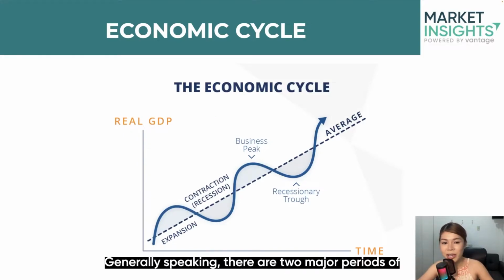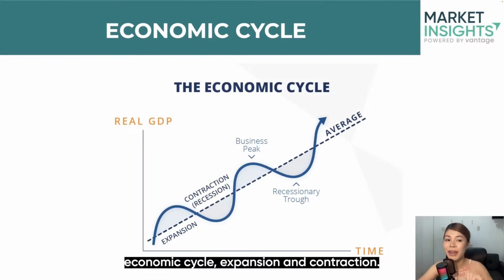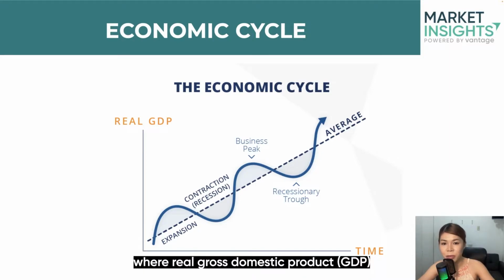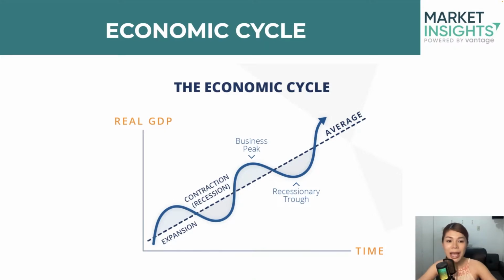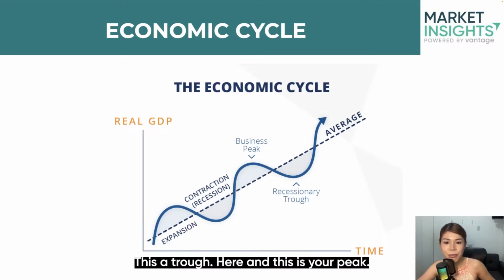Generally speaking, there are two major periods of economic cycle: expansion and contraction. Expansion is the phase of the business cycle where real gross domestic product, or GDP, grows for two or more consecutive quarters, moving from a trough to a peak. So this is your trough here, and this is your peak. So from trough to peak is what we know as expansion.